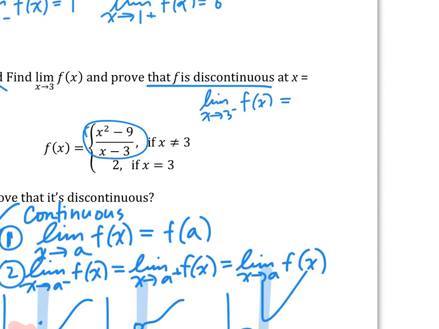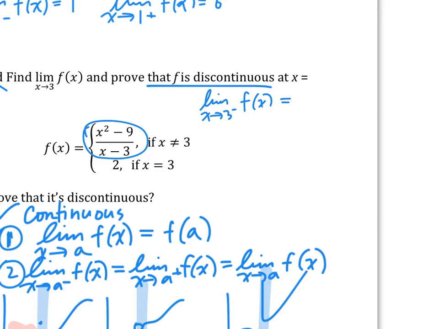Because this says everything that's not 3, use this one. If it is 3, use this one. So everything that's not 3, which includes numbers smaller than 3, we're going to use this one. So we're going to put 3 in there. 3 squared minus 9 over 3 minus 3. This is going to be undefined.